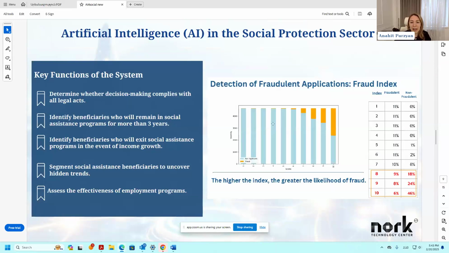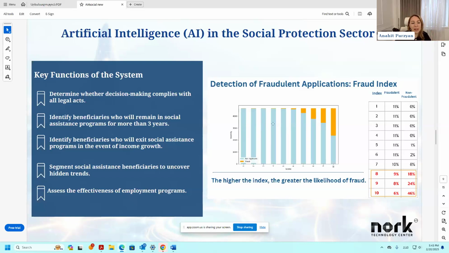So here's the chart where we used AI. We decided to analyze 3 to 5 years of people who stayed in the benefit system and to see whether we have fraud in that system. We had 5 main questions for the AI: to determine whether decision-making complies with all legal acts and whether there were some fraudulent activities; to identify beneficiaries who will remain in the social assistance program for more than 3 years, and which groups will remain more than 3 years, why, what their family composition is, what their income is, what their professional specialization is, and what all the problems are that don't allow these people to overcome these difficult situations.